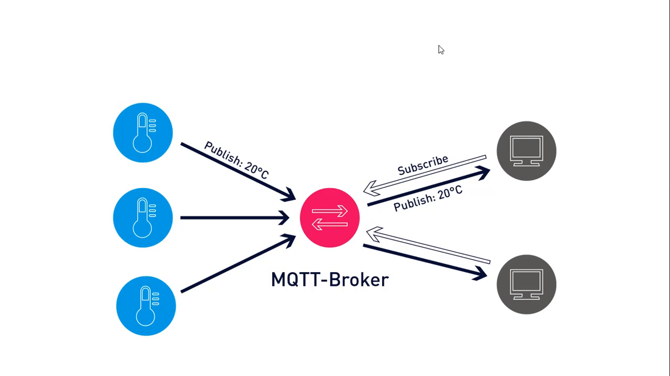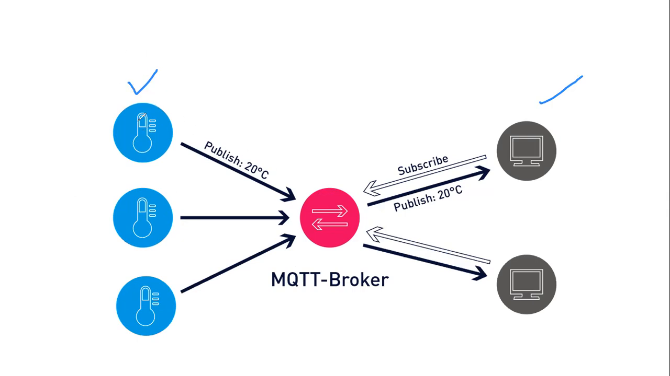MQTT basically works on the publish-subscribe model. In this, there are two entities: one is the publisher and another is the subscriber. Suppose this is the publisher and this is the subscriber. The publisher publishes the information and the subscriber subscribes to the information from this MQTT server, or you can say this MQTT broker. So this MQTT broker receives the information from the publisher.